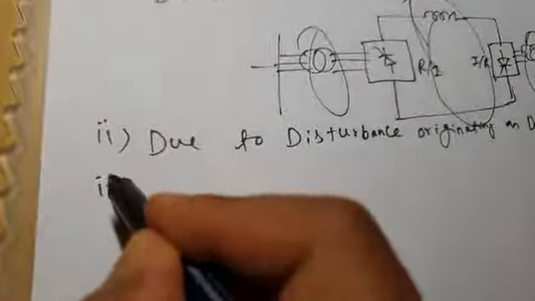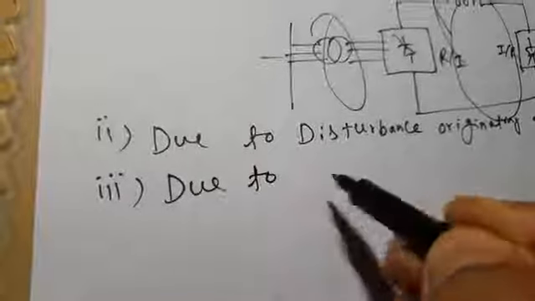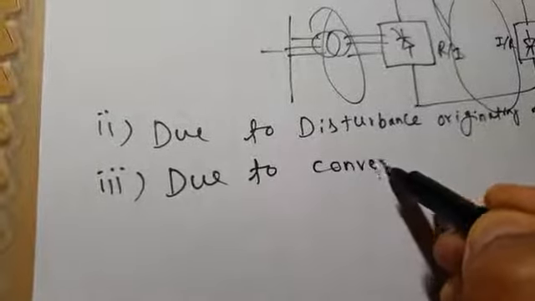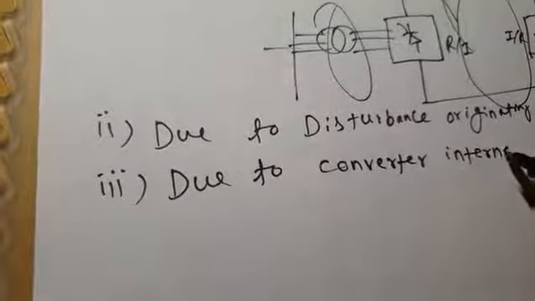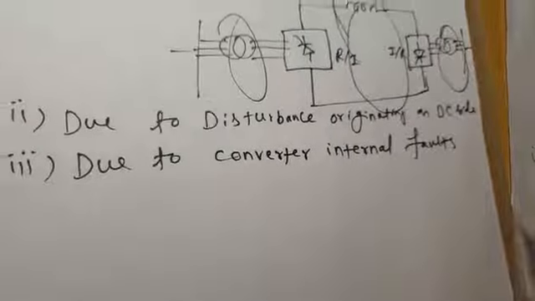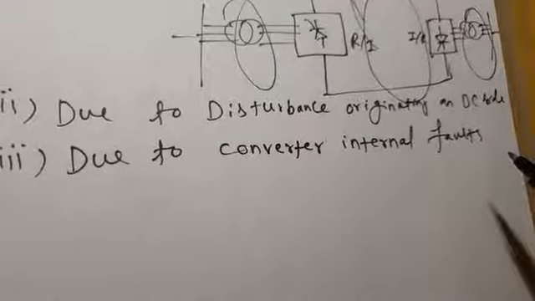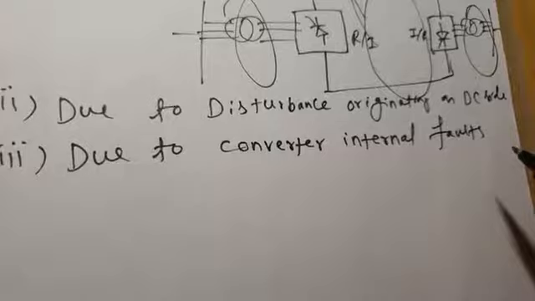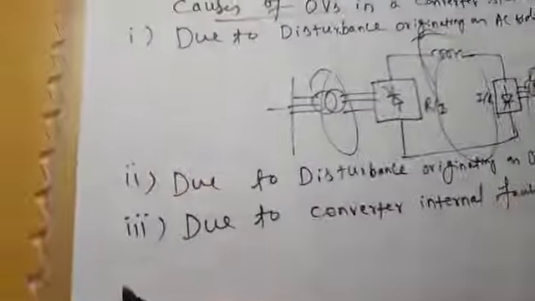And third is due to internal faults in the converter. Due to converter internal faults. Some converter internal faults are also responsible for over voltages in your HVDC system. Okay, let us first of all now discuss this.